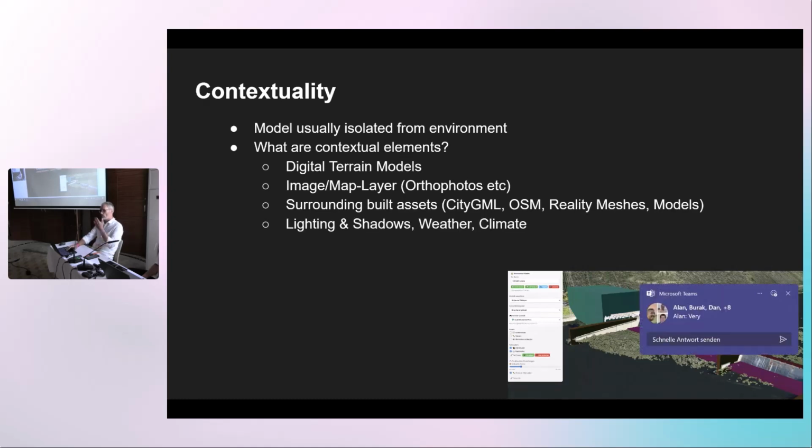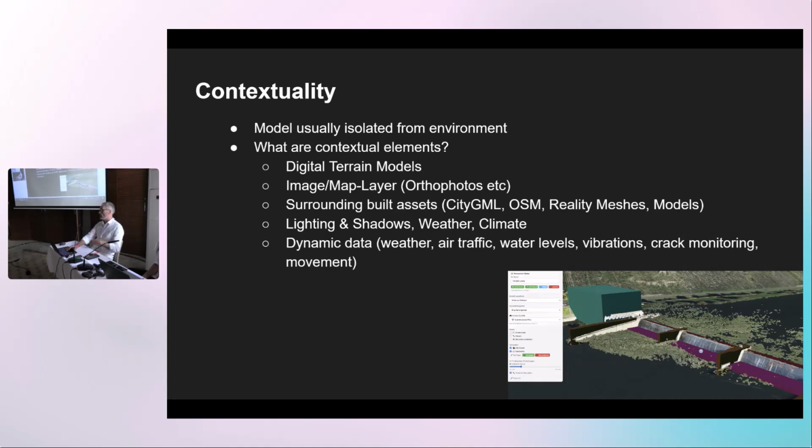And then what else makes a digital twin is the lighting and shadow simulation, of course, weather and climate, and then dynamic data. So dynamic data could be real-time weather, real-time traffic, and you have seen stuff like Flightradar24 and stuff like that. That could be embedded in a digital twin.